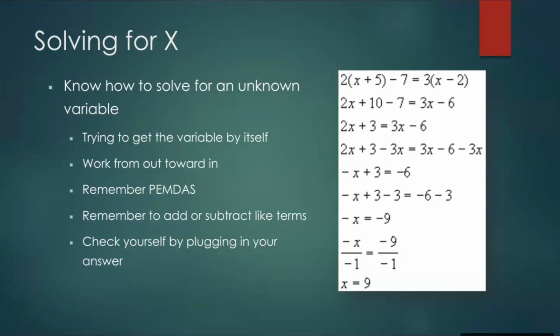And on the right, we are given negative 9 divided by negative 1. And a negative divided by a negative is a positive. So x equals 9 in this case. And you always want to plug this number back in to your original equation for that variable to make sure that it's correct.